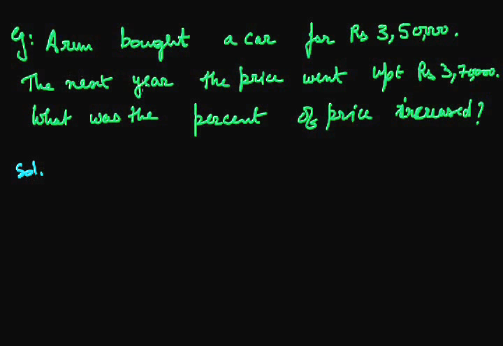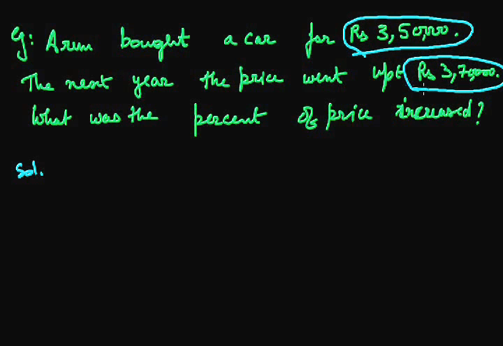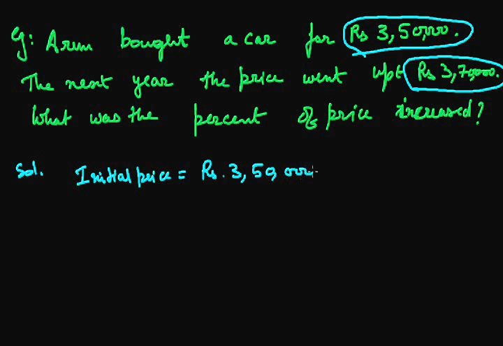Now see, Arun bought a car for rupees 3,50,000. Next year the price went up to 3,70,000. Here we can see easily that the price has increased. Initially it was 3,50,000 and finally it has become 3,70,000. So there is an increase. So first we will write the initial price. It was rupees 3,50,000. The final price became rupees 3,70,000.